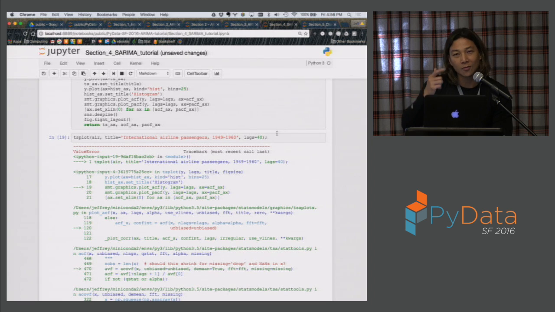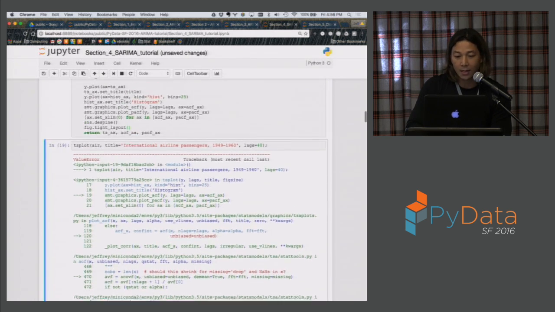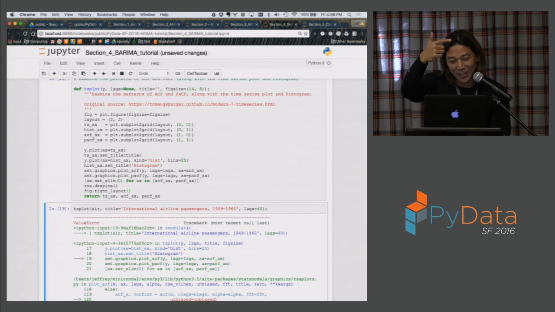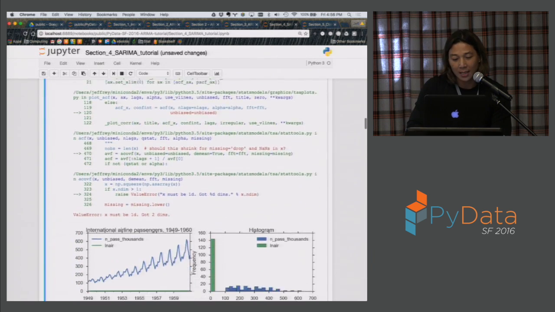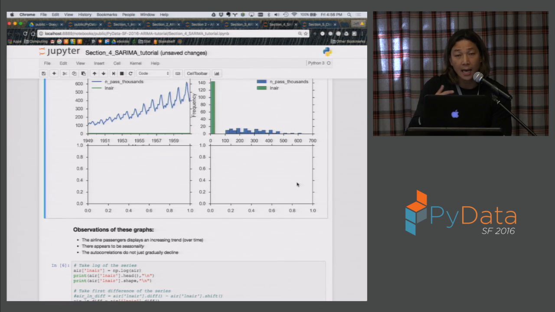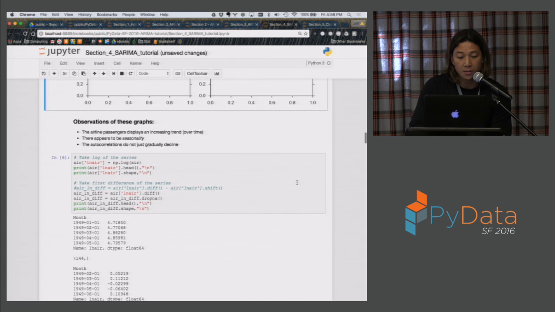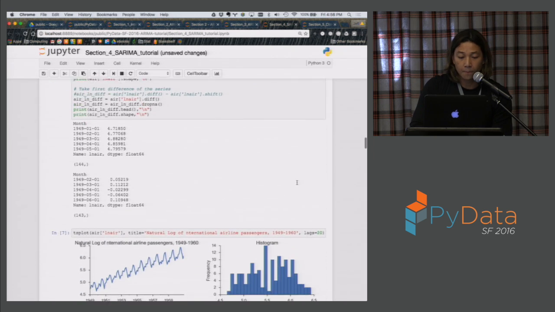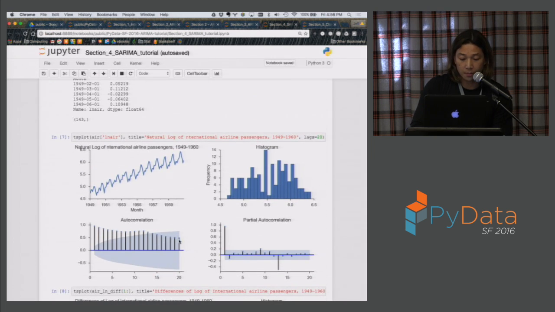Oh, okay. Of course, I have to run the notebook above before I do that. It doesn't work, so I need to run those all the way down here. But you can include up to, let's say, 40 lags and see the pattern of the time series right here.